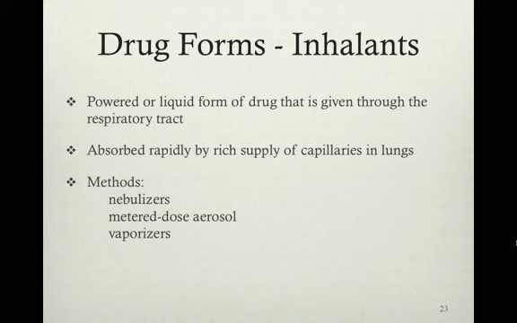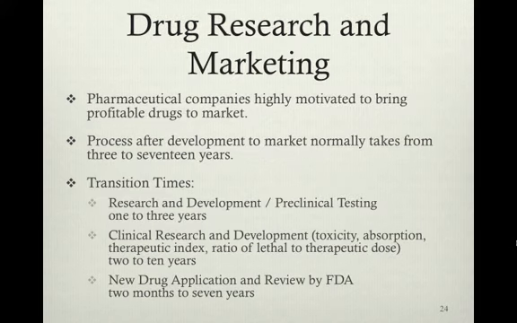A nebulizer kind of keeps it isolated into one area so the drug is more concentrated. Drug research and marketing. Pharmaceutical companies are pretty motivated to bring profitable drugs to the market. The process after development to the market normally takes from 3 to 17 years. Now that's an awful long time.